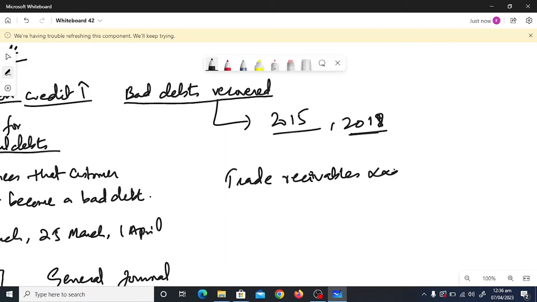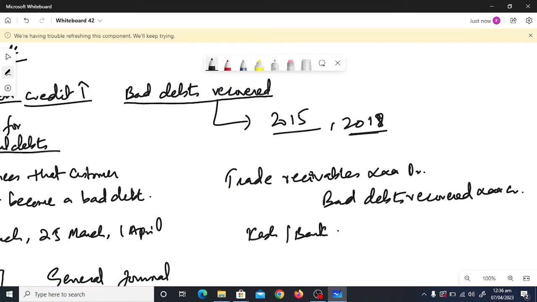You will record trade receivables debit. So why are we making trade receivables debit? Because we need to make the debtor alive. We need to make the customer alive in our books. So when we need to make the customer alive, we need to do the debit side. Okay. Then bad debts recovered credit, because bad debts recovered is an income, it's a revenue. So that's why we are crediting it. Then cash/bank, whatever the amount is paid by the customer, we write it down on the debit side, and we write down trade receivables credit.